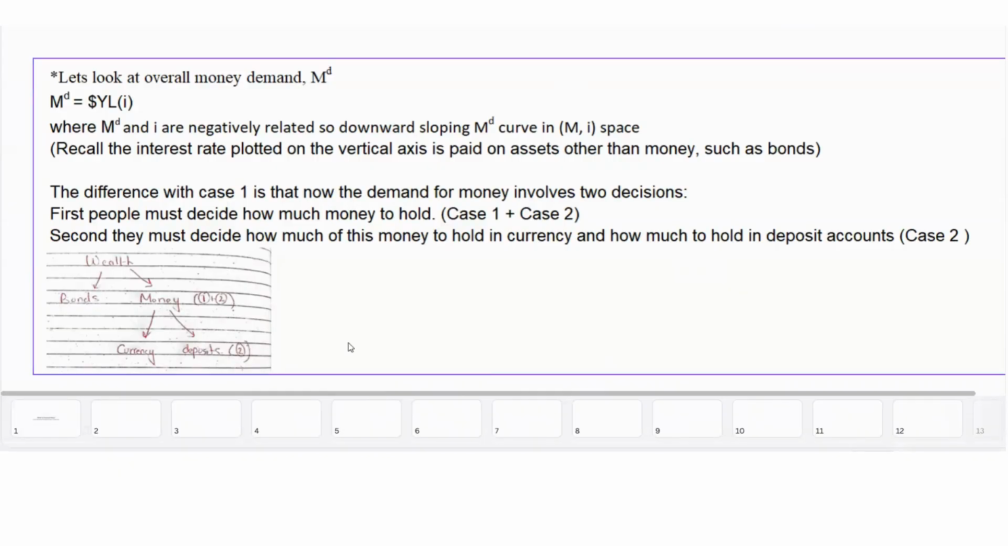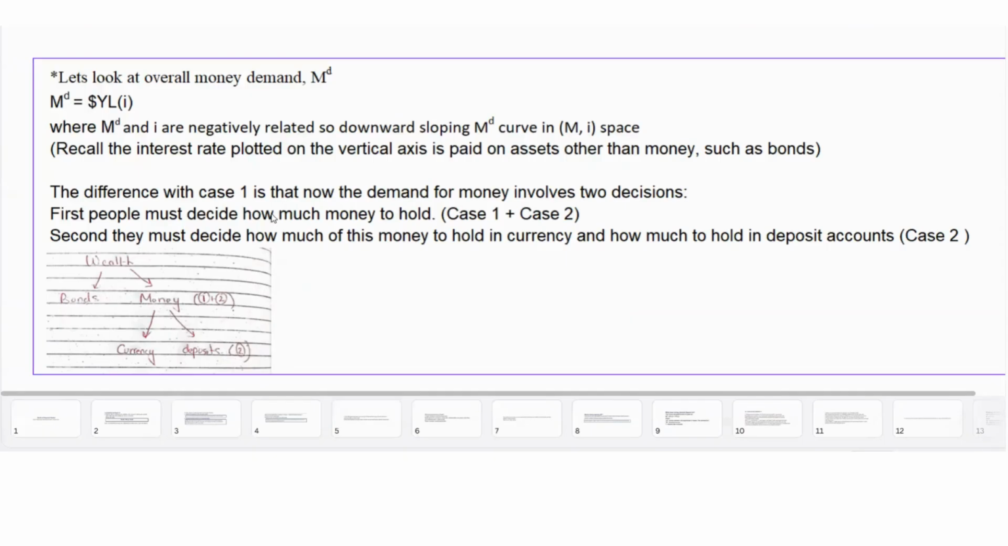So now the difference with case one is that now the demand for money involves two decisions. One is people must decide how much money to hold, right? You decide how much of your wealth to keep in the form of bonds and how much to keep in the form of money. This decision is involved in both case one, where we did not have a banking sector and only had the central bank, and in the case where we have a banking sector. But now when we have a banking sector, you must also decide how much of this money to hold in the form of currency and how much to hold in deposits.